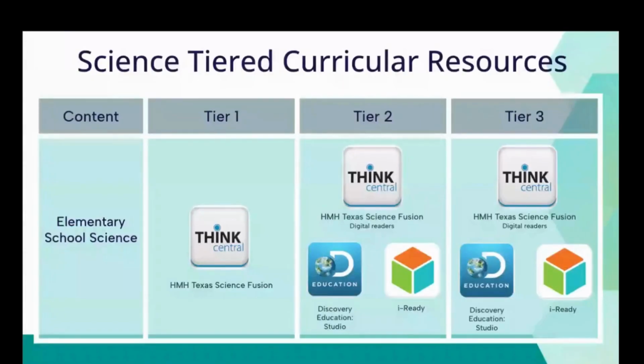As we take a closer look at our science tier curriculum resources, we can see that the Tier 1 resource that we have available to us is HMH Texas Science Fusion through our Think Central app in Clever. For Tier 2 and Tier 3, you will find the HMH Texas Science Fusion digital readers through the Think Central app in Clever. You'll also find Discovery Education Studio, and as of recently, you will find the iReady application that you are able to use for Tier 2, Tier 3 instruction.